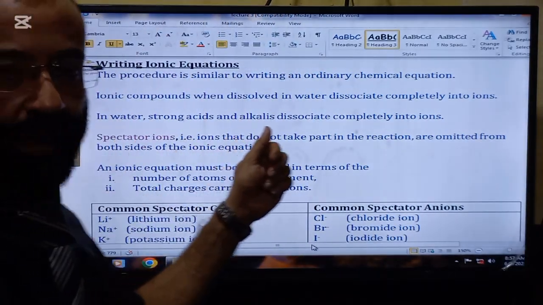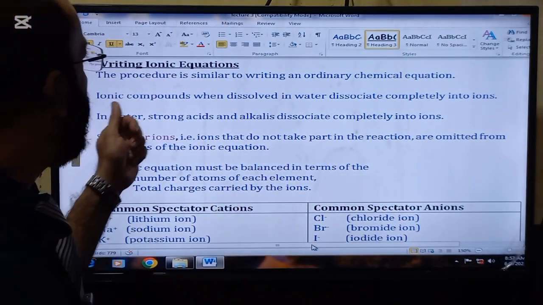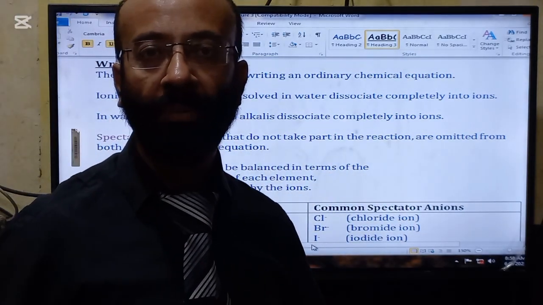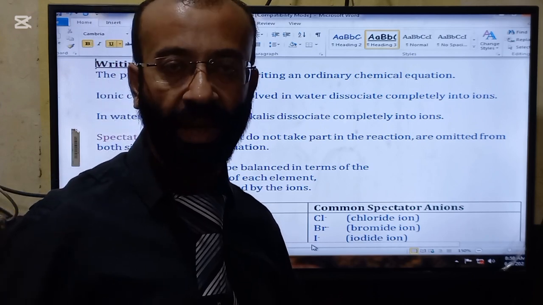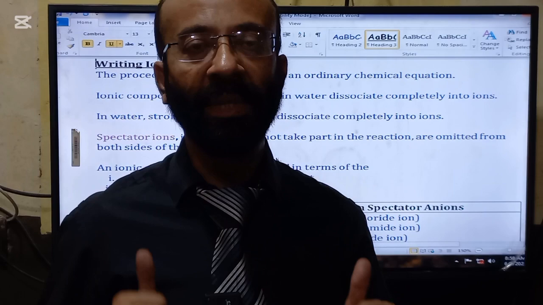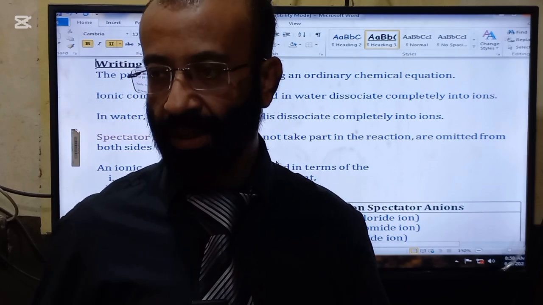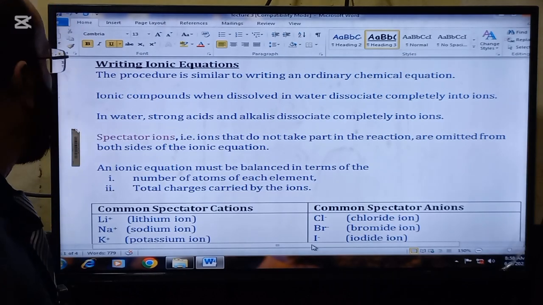Writing ionic equations. Concentrate, beta. Writing ionic equations is one of the very important topics as far as your subject chemistry is concerned in O levels, because from this topic questions always come into the paper. So concentrate yourself. We are going to start now.